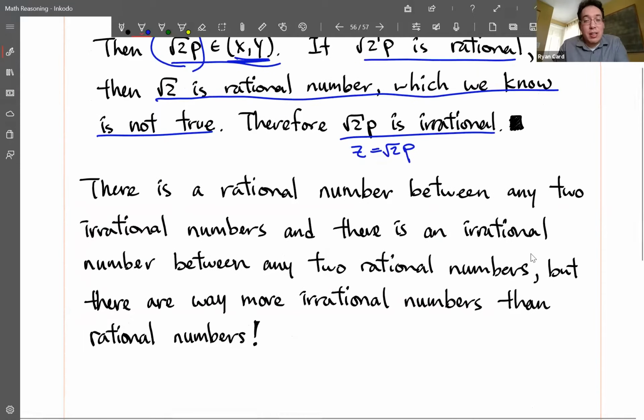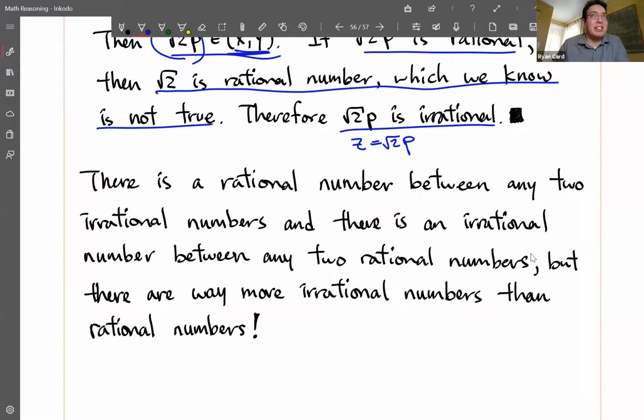If you think about this a little bit, it's easy to convince yourself that rational and irrational numbers are comparable. Between any two rational numbers, there is an irrational number, and between any two irrational numbers, there's a rational number. So you might convince yourself that there are just as many rational numbers as irrational numbers. But it turns out that that's totally false. There are actually way, way more irrational numbers than rational numbers.